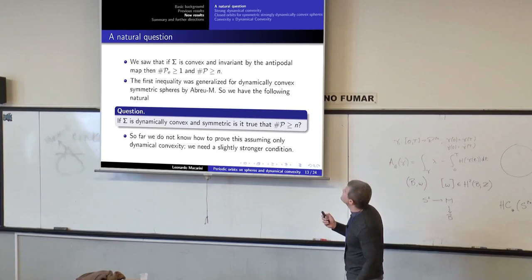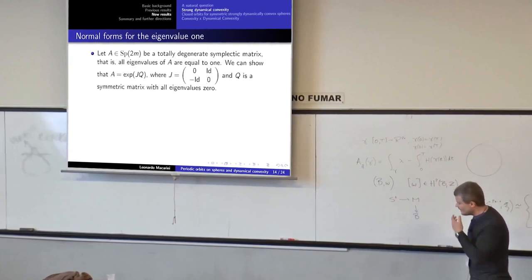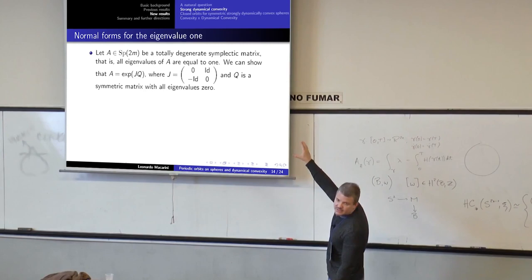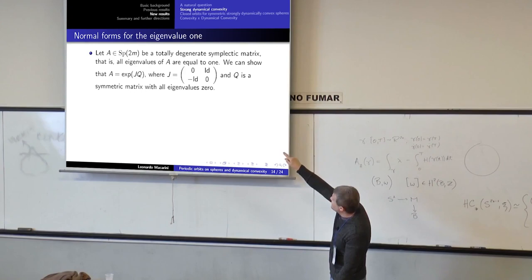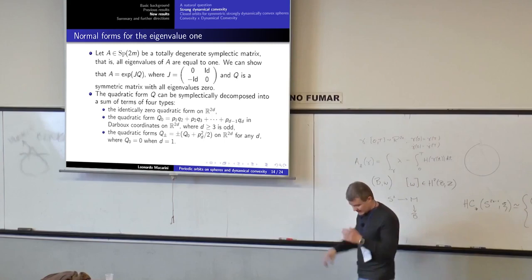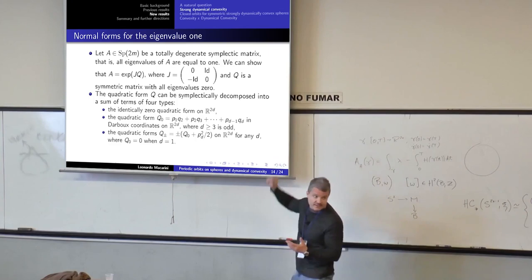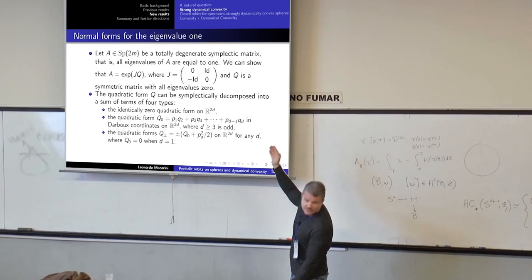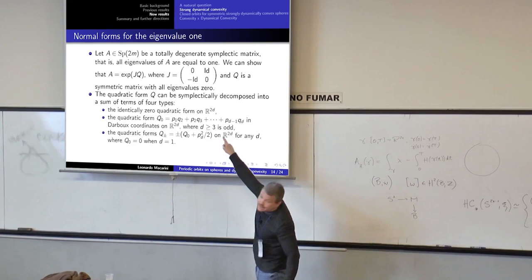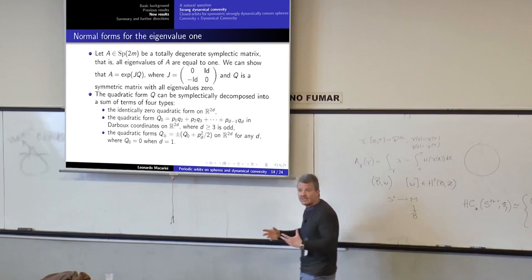In order to define strong dynamical convexity, I need some normal forms for the eigenvalue 1, which are the following. You take a symplectic matrix, suppose that it's totally degenerate. It means that all the eigenvalues are equal to 1. Then you can show that A, the symplectic matrix, is given by the exponential of JK, where K is a symmetric matrix with all eigenvalues equal to 0. And you have the following normal forms for K. K can be the identically zero quadratic form, can be given by K_0 in that way, where d is bigger than or equal to 3, or can be given this way. You have these three normal forms for the eigenvalue 1. Okay?